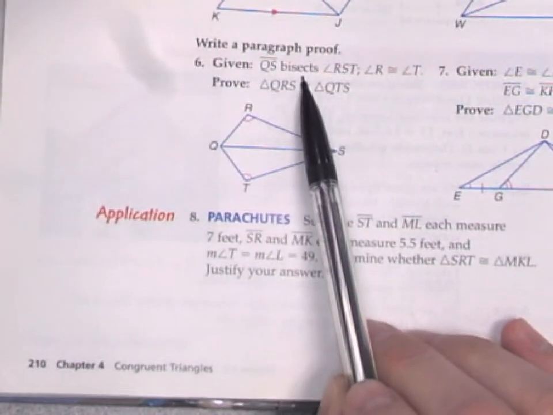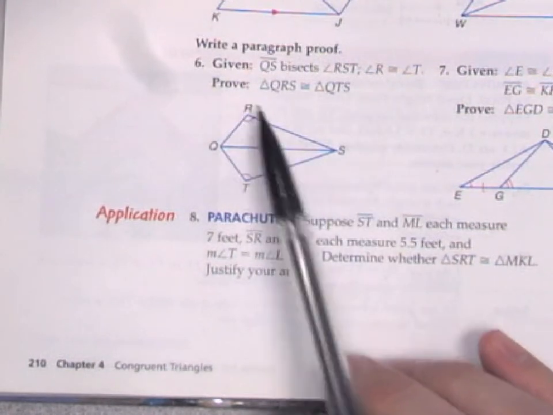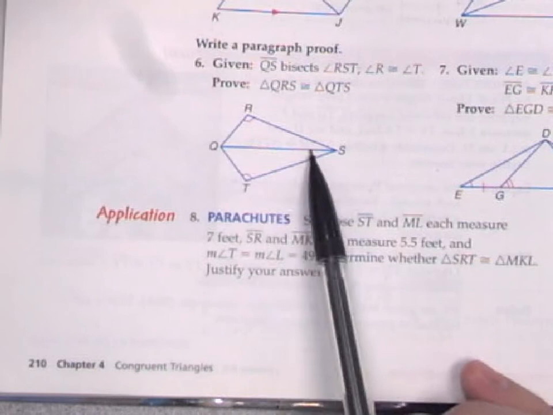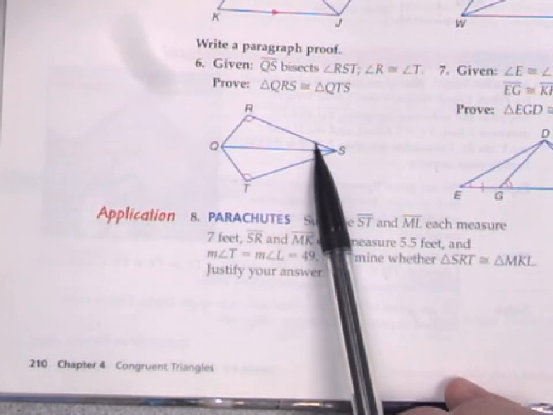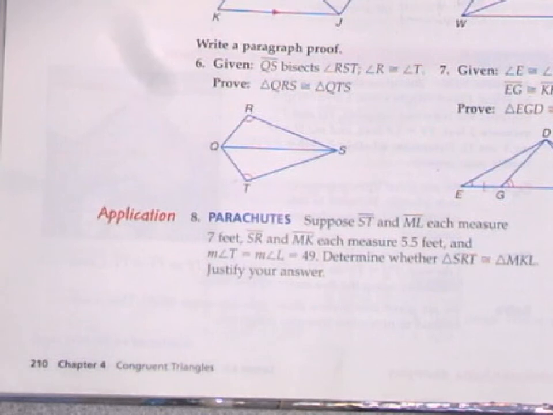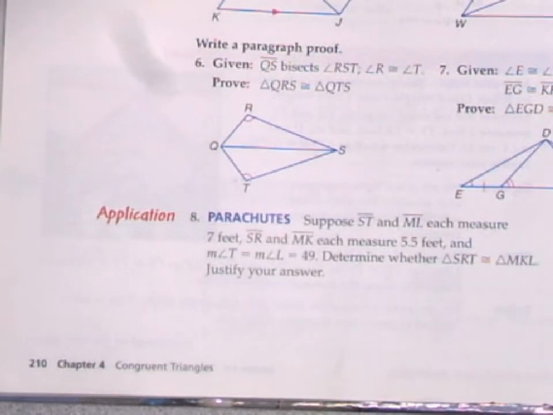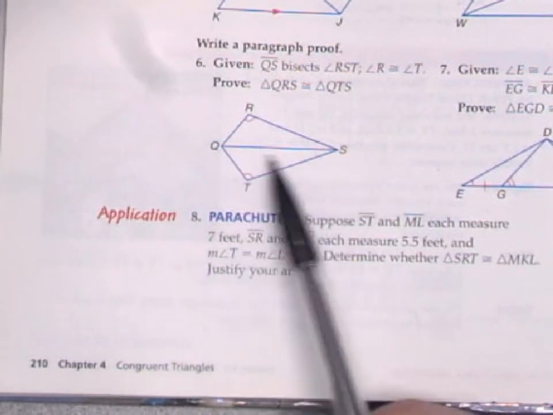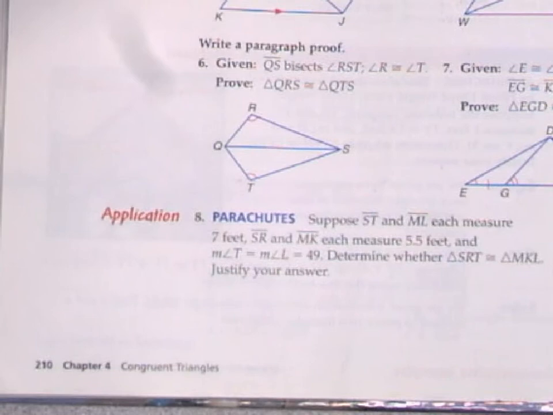It means cut in half. Okay, and it cuts this angle in half, RST. So this segment cuts this angle in half, which means you're going to have congruent angles here. All right, so keep that in mind. They also give you this other angle, right? They've already got it marked, and you've got a reflexive side there. Okay, so with that, you have enough information to say the triangles are congruent.